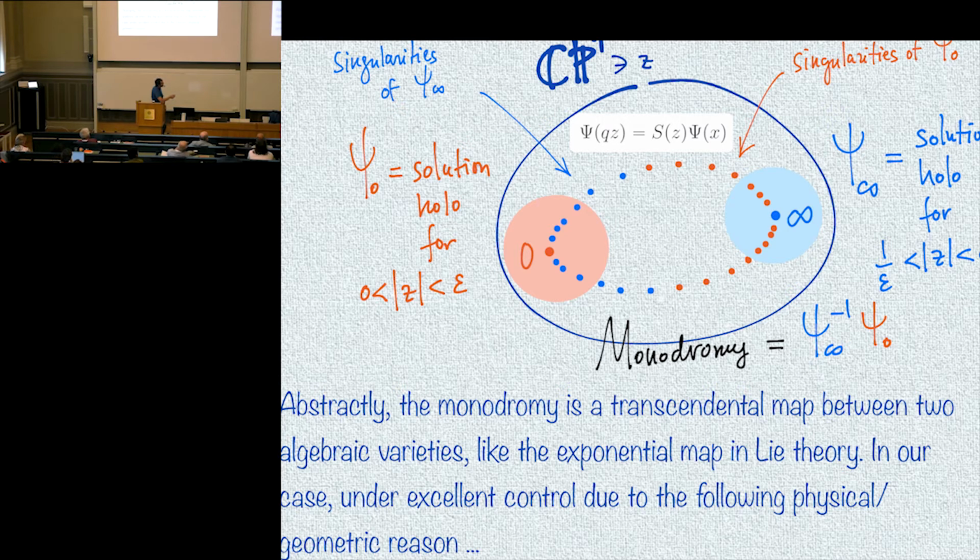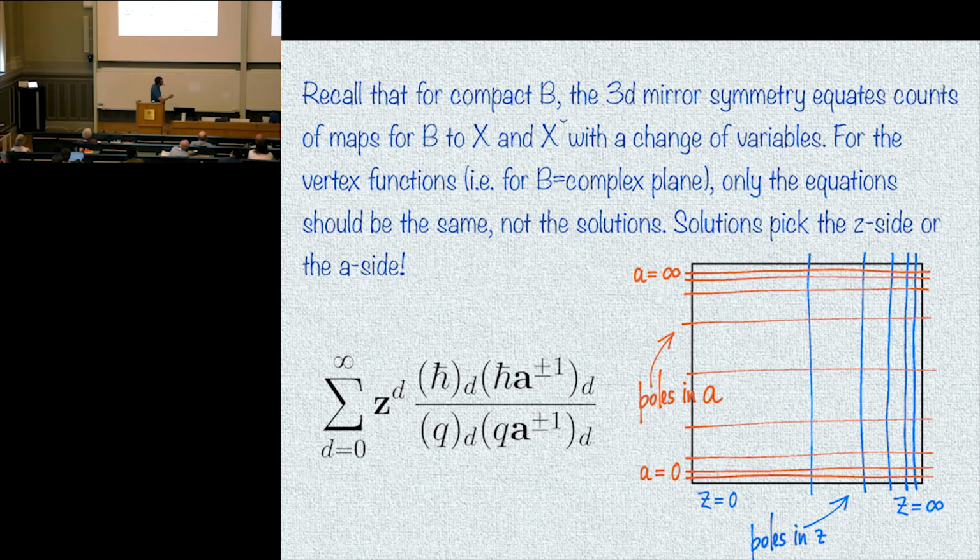So the map from the equation itself to the monodromy is some transcendental map between algebraic varieties. It's somewhat analogous to the exponential map between a Lie algebra and a Lie group. In general, you study it as such, as some transcendental object. But in our case, we can actually compute it, due to the following reason that I'll explain.